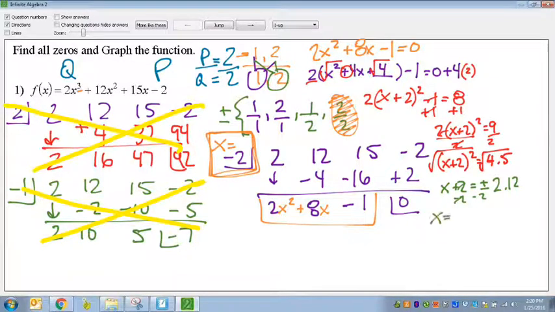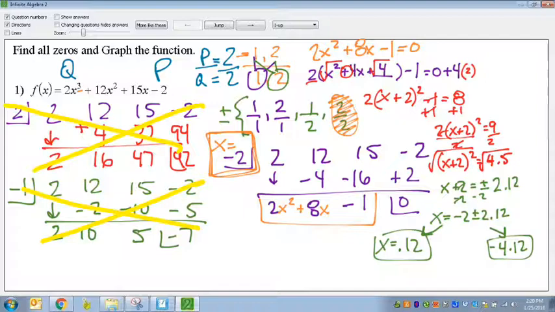And x equals -2 plus or minus 2.12, which actually gives me 2 different answers if I split this up. So -2 plus 2.12 would give me 0.12. And -2 minus 2.12 gives me -4.12. All right, and by the way, because my square root didn't work out to be a perfect square, 4.5, that's why that's irrational. So the only number that would have worked is -2 in my list. All right, so I have 3 answers. I have 1, I have 2, and I have 3 answers.